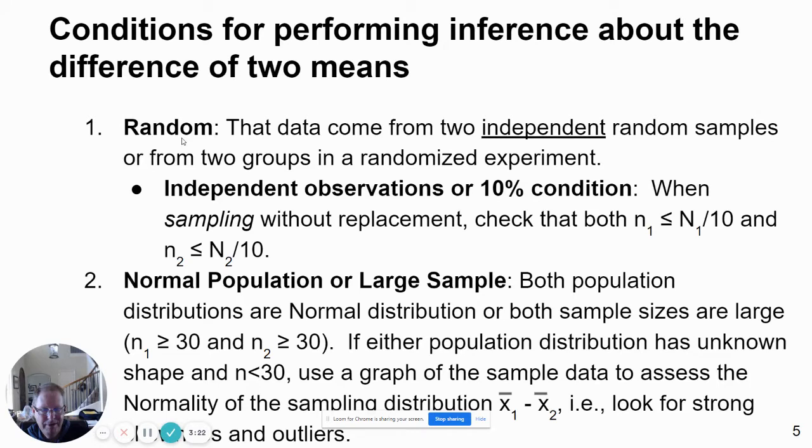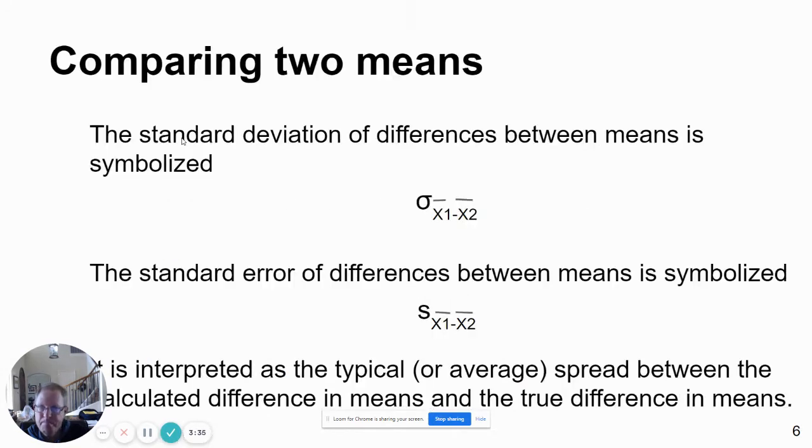Now, in my opinion, plotting samples is a pretty weak check on the assumption of normality, especially if the sample size is really small, but this is the way we roll here in AP Stats. A comment here on notation. If you're talking about the standard deviation of the population of mean 1 minus mean 2, then you use sigma. If you're talking about the standard error of the sample data, then you're using S.